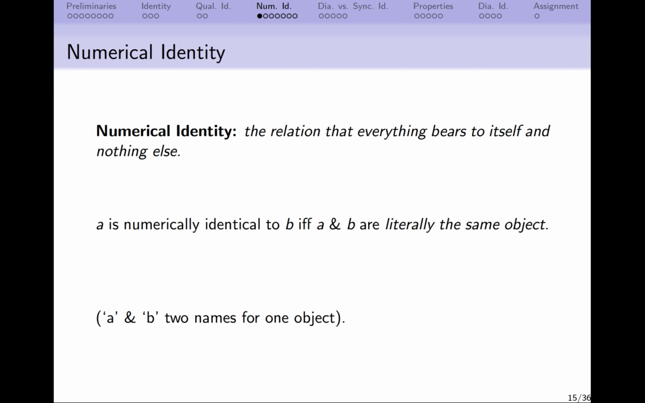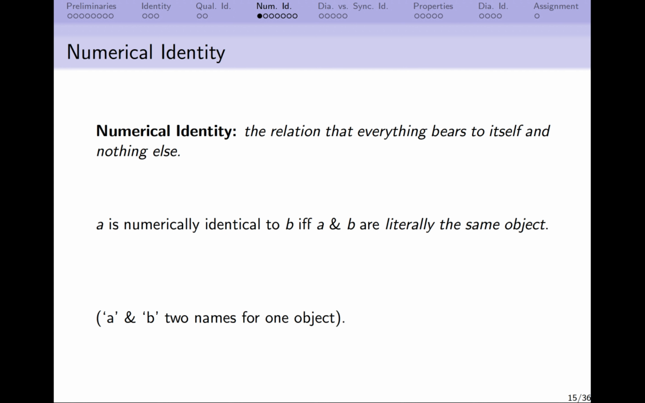Numerical identity, on the other hand, is different from qualitative identity. So when we say that object A is numerically identical to object B, we don't simply mean that A is exactly similar to B. In the case of identical twins, what we mean by saying they're identical is that they're exactly similar, at least in their intrinsic respects. But when we talk about numerical identity, we're not talking about two objects at all, but about one and the same object, literally the same object.